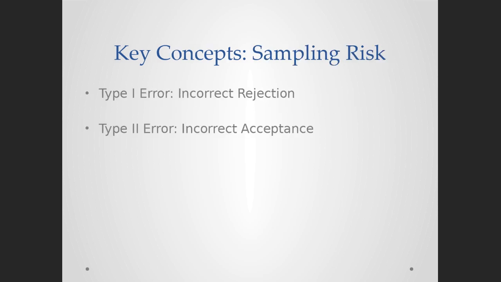Now, there is always a risk that we are taking a sample that is not representing the population. So the sample distribution is not the same as the distribution of the population. And there is a risk of making two types of errors. The first type is type 1 error, and the second type is type 2 error.